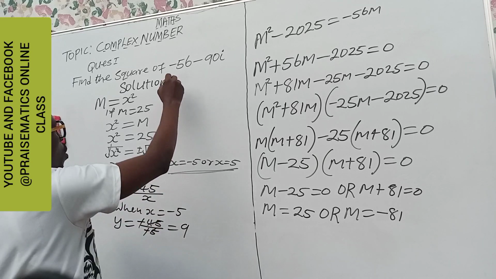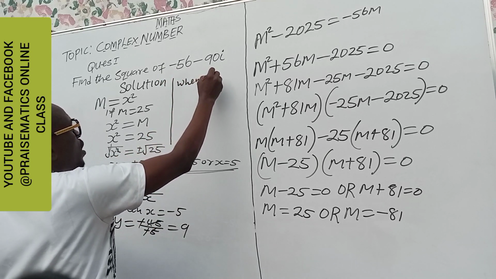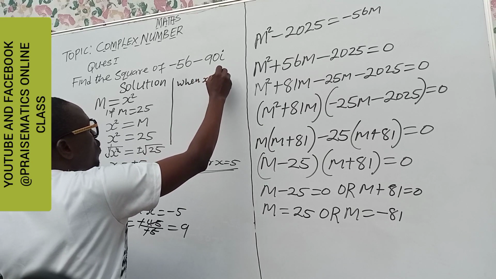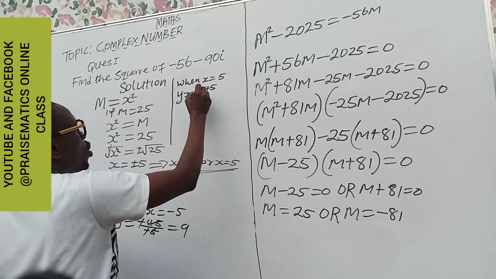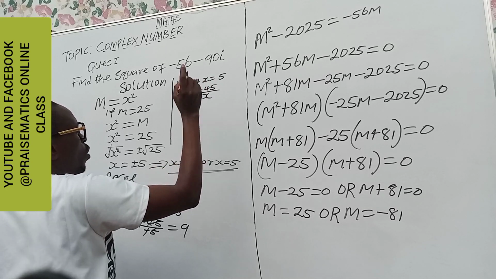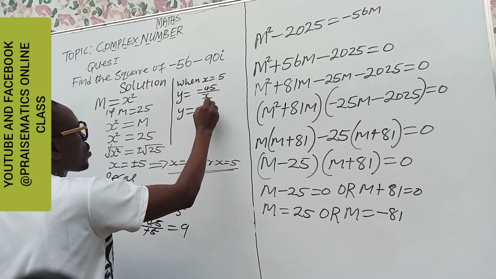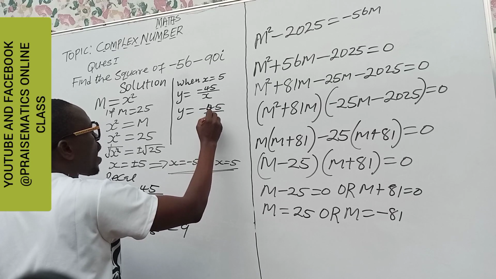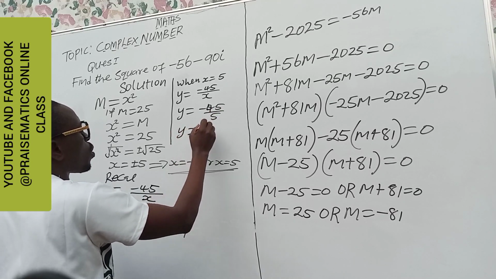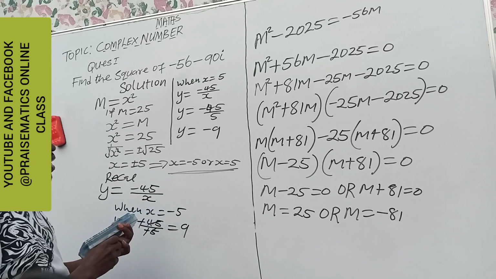Okay. Now continue here. When x equals to 5, y is equal to minus 45 over x from equation 3. That is, y is equal to minus 45 over 5. Y is equal to minus 9. So that has solved it.